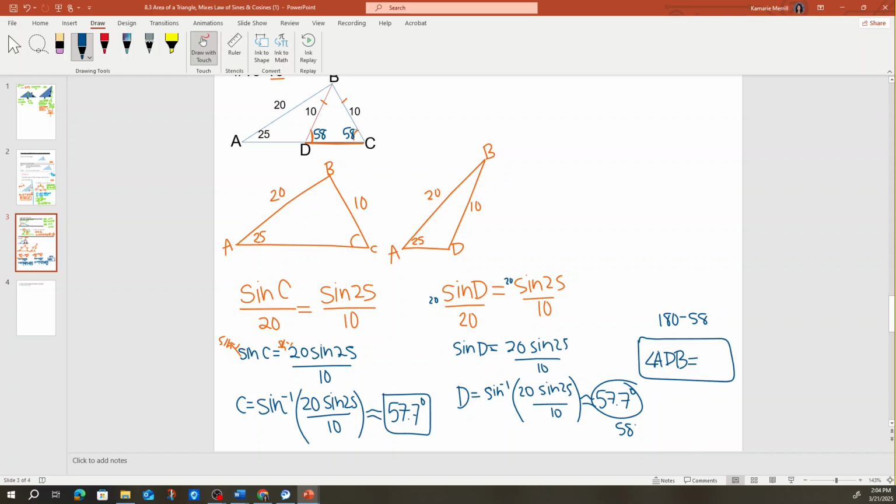So this is where it gets tricky: you have to recognize it. You're like, oh, I just recognize it's the obtuse, okay? So it's 180 minus 58. What did you guys get? 122. 122. Very, very good. So you guys would have gotten this to be about 122.